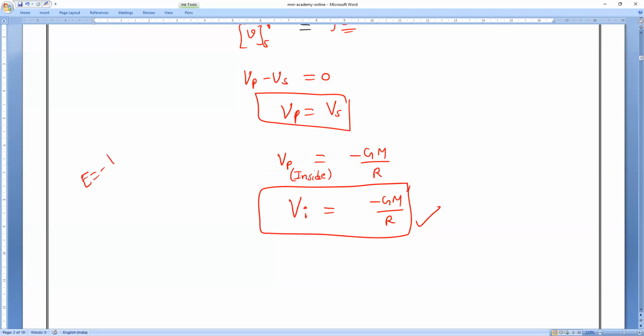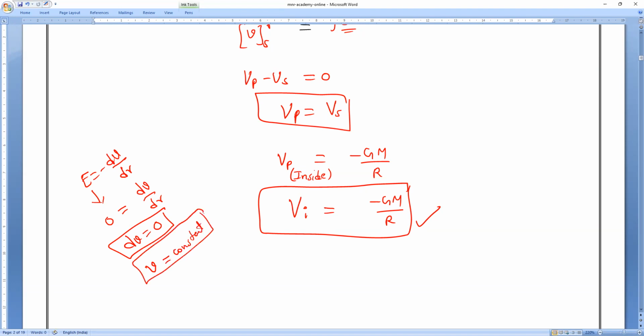So we all know E is equal to minus dV by dr. E becomes 0 means dV by dr is 0. That is, the change in V is 0. Means in the sense of what, everybody? The potential remains constant, or the change in potential is 0. Means it remains what, everybody? Constant. 0. Constant.